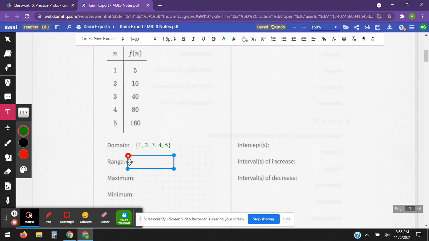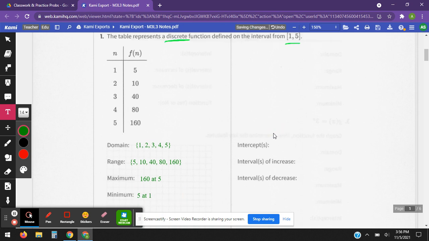My range are all of these values. And notice they're in order, so that works out really nice that I don't have to really think about that. So 5, 10, 40, 80, and 160. My maximum is my biggest number here. So it is 160 at 5. My minimum is 5. That's my smallest y value at 1.